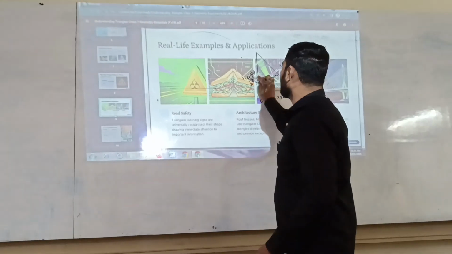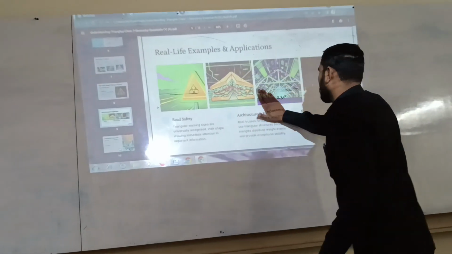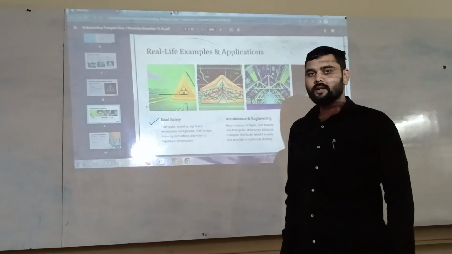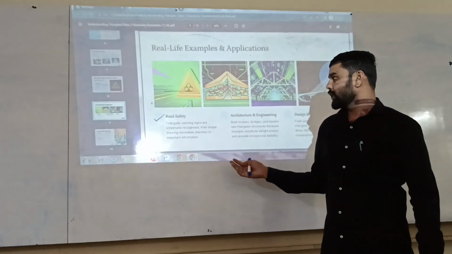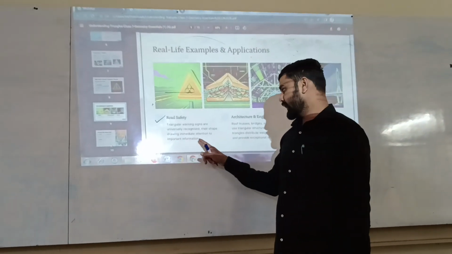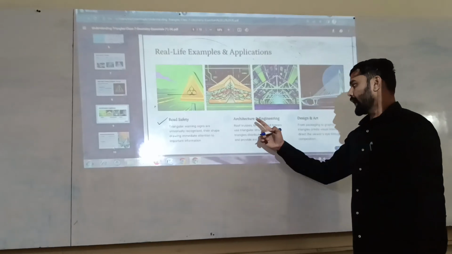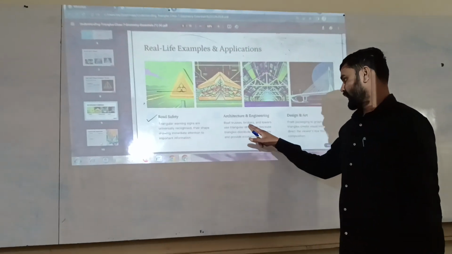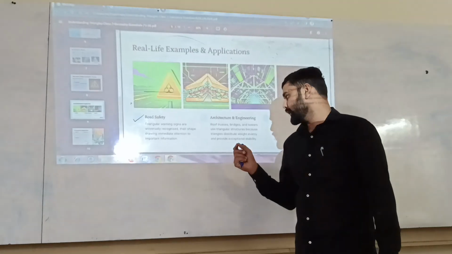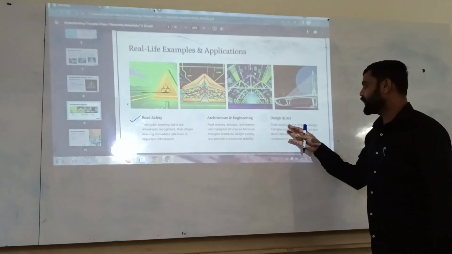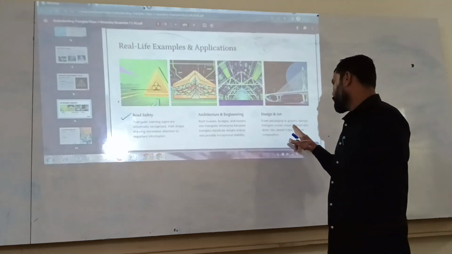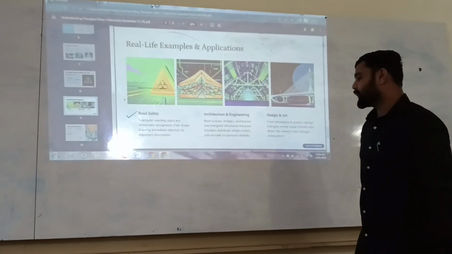Next, real life examples and applications of triangles. First, different triangle shapes are used in road safety. We can see triangle shapes on the side of the road. Triangular warning signs are universally recognized, and their shape draws immediate attention to important information. Then in architecture and engineering, roof trusses, bridges and towers use triangular structures because triangles distribute weight evenly and provide exceptional stability. The third use is in design and art. From packaging to graphic design, triangles create visual interest and guide the viewer's eye through the composition.